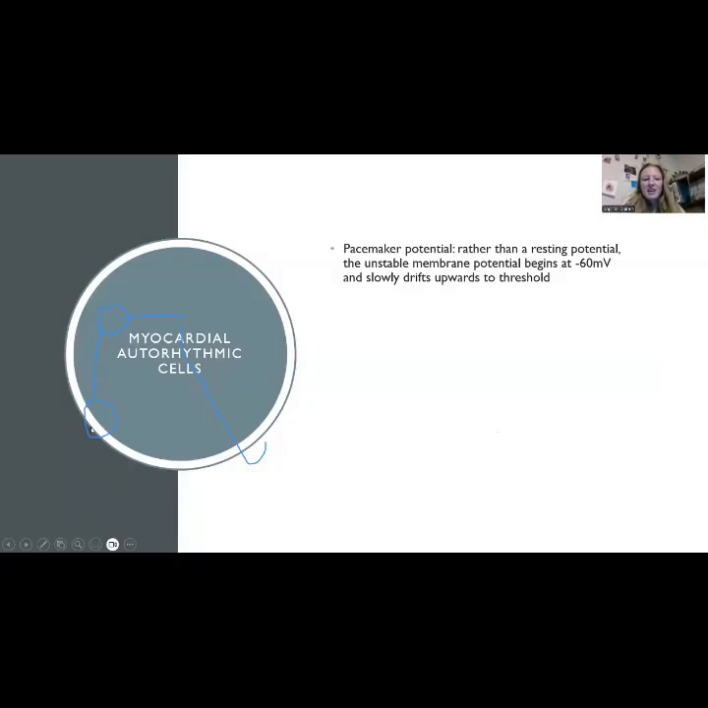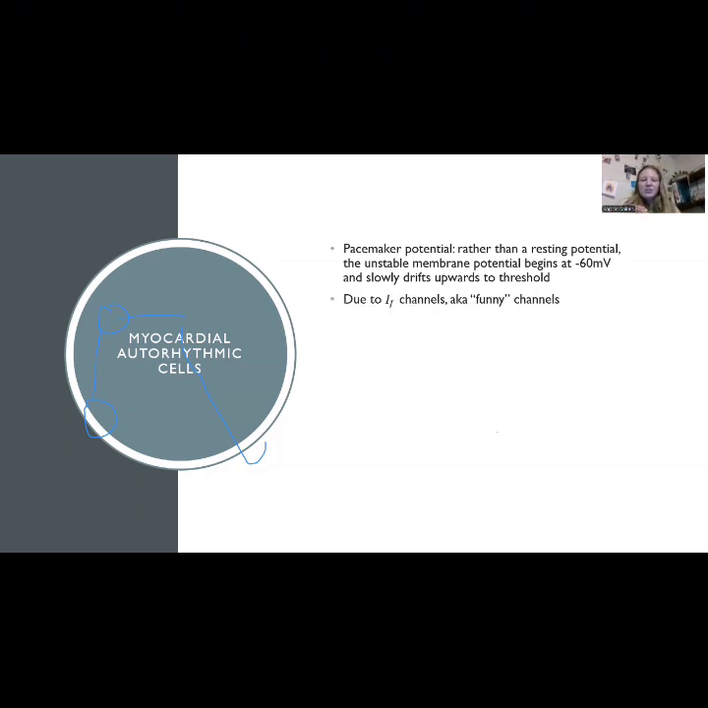In autorhythmic cells, rather than a standard resting potential where the membrane potential rests at a constant negative 90 millivolts, we have an unstable membrane potential that begins at negative 60 millivolts and slowly just kind of drifts upward towards threshold without external stimulus.